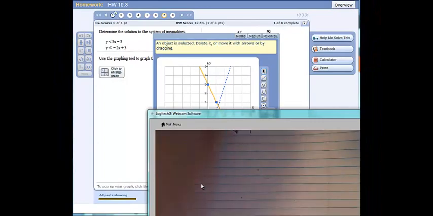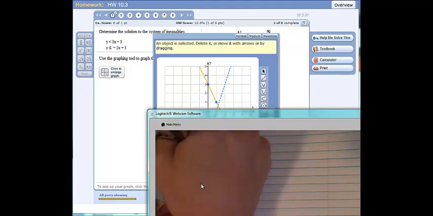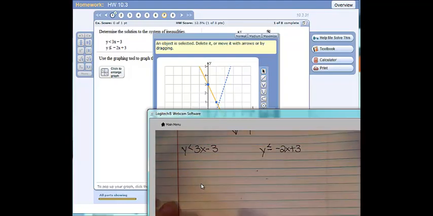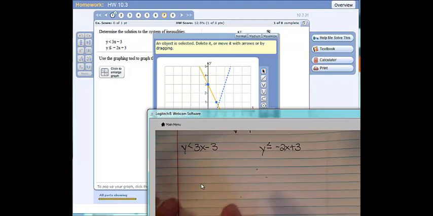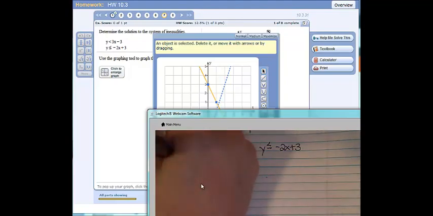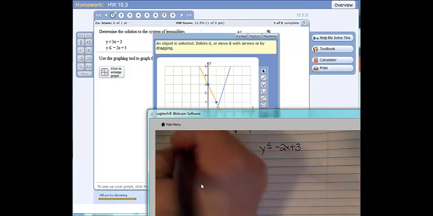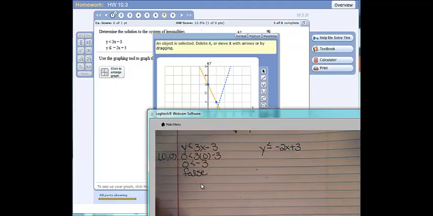So let's write down our 2 lines. We have y is less than 3x minus 3, and y is less than or equal to -2x plus 3. And I'm going to use my test point as 0, 0. So I have to plug that in both of my inequalities. So I get 0 is less than 3 times 0 minus 3. So 0 is less than -3. Is that a true statement? Is 0 less than -3? No, that's false. So already we know that that's a bad test point.